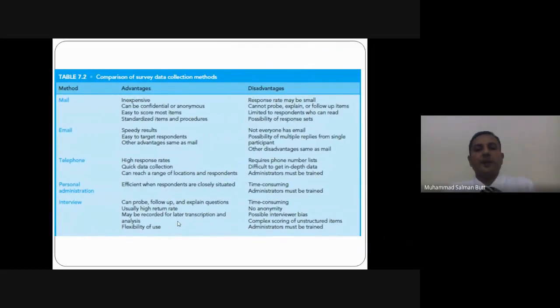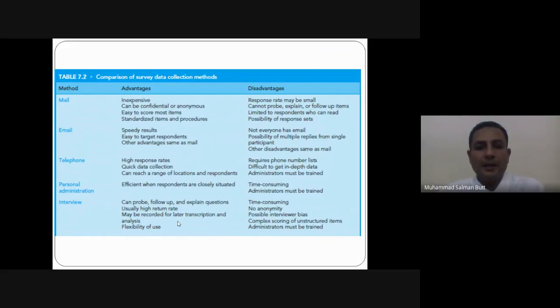Now there are some different ways of distributing the questionnaire and collecting the data. The most commonly used are mail, email, telephone, personal administration, and interviews. There are advantages and disadvantages of each method. If your questionnaire is distributed through mail, the advantages are that it is inexpensive, can be confidential or anonymous, and it is easy to score most items and standardize items and procedures. So it has a good advantage to have your questionnaire distributed through a mailing address.